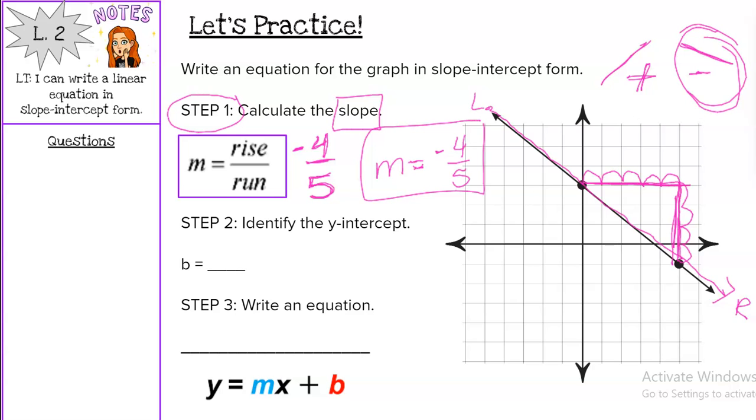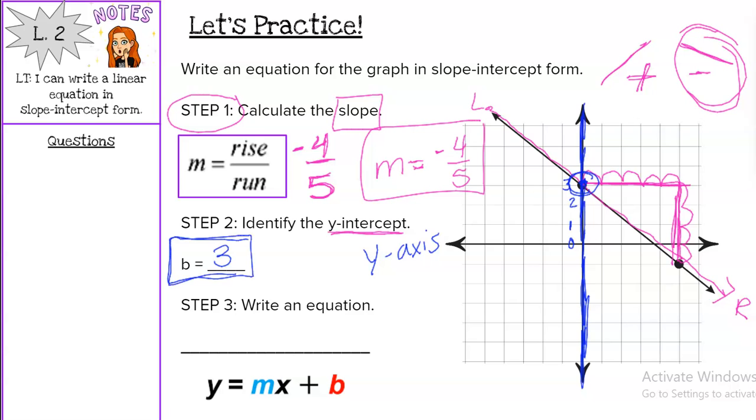Now my next step is to identify my y-intercept. Remember, your y-intercept is always on your y-axis. So we find our y-axis, which is right here. And where does our line, our pink line, cross that y-axis? Well, it crosses right here. I know that right here is 0. This would be 1, 2, and that would be 3. It's at positive 3 on my y-axis. So my b is 3.